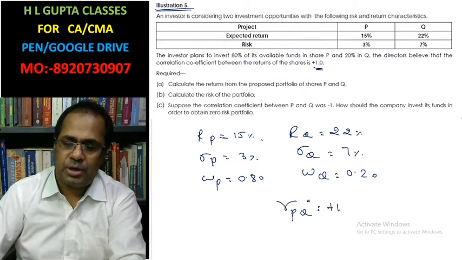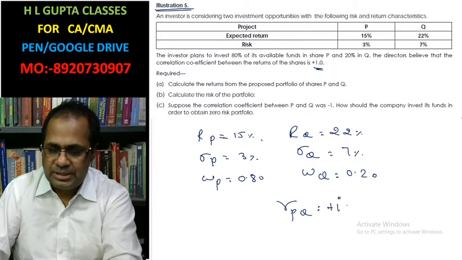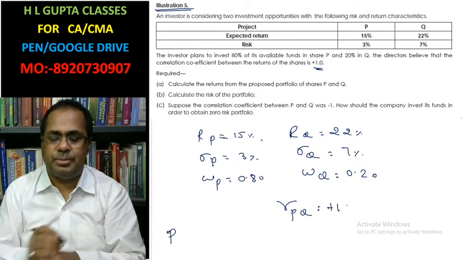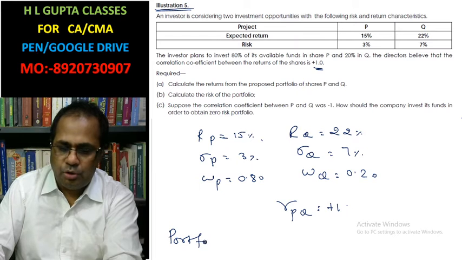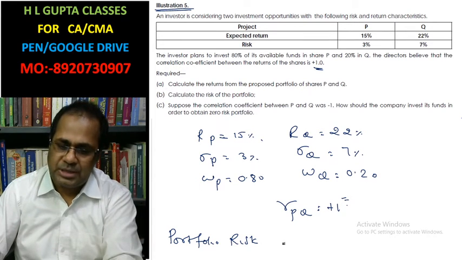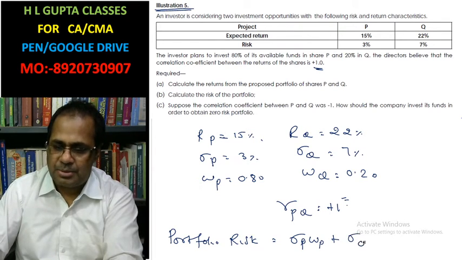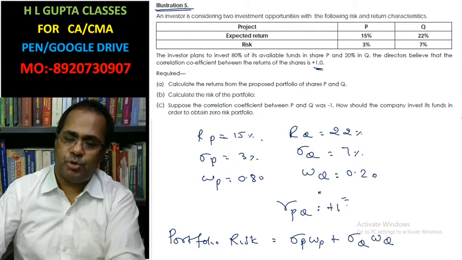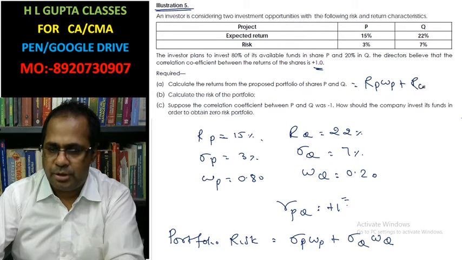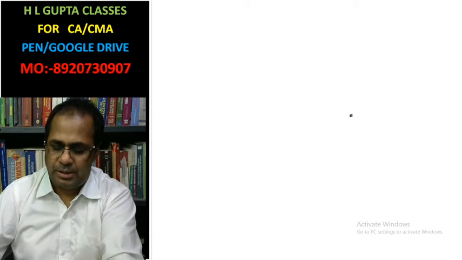When the coefficient of correlation is +1, as I explained in my concept class, in the case of perfectly positive correlation, portfolio risk is standard deviation P times weight P plus standard deviation Q times weight Q. For portfolio return, the formula is return P times weight P plus return Q times weight Q. You have to calculate this in part A. Now I am going to give the answer of part A.